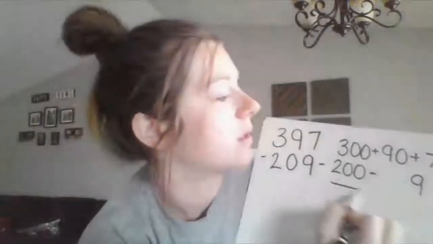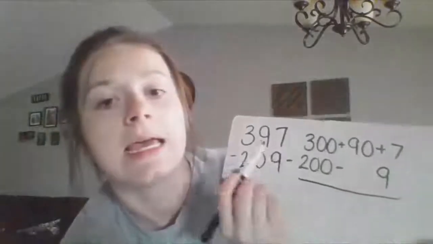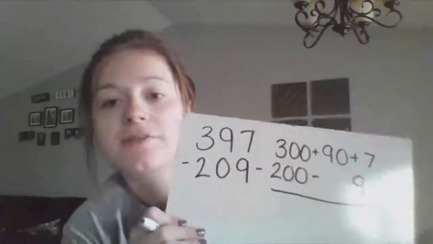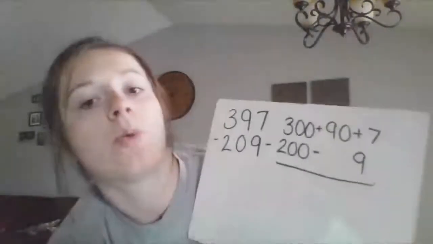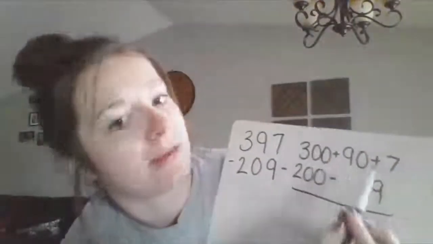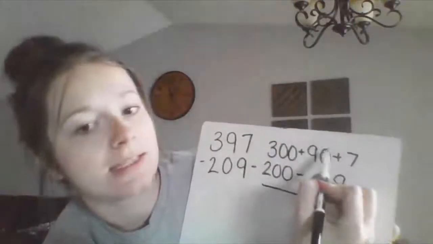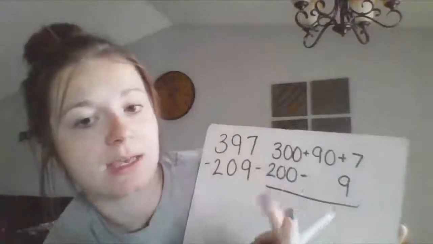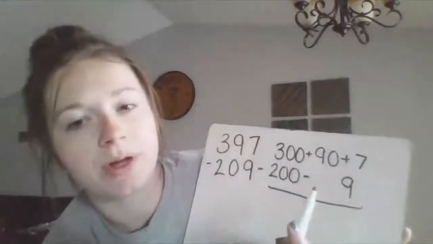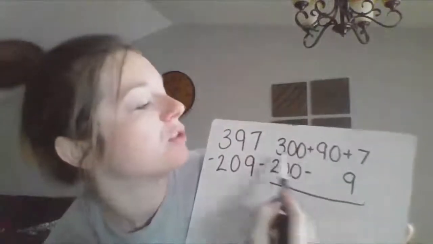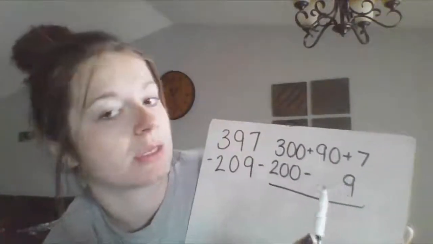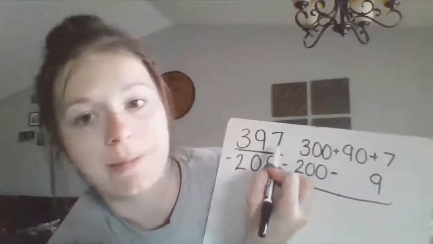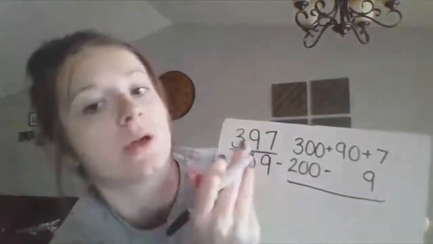I'm going to start with my ones, and 7 minus 9 is not possible. If I only have 7, I don't have enough to take 9 away. So I need to borrow from next door, from my homie right here. 7's homie is the 90 right here because they're part of the same number. We can't just flip the equation around, because that's rearranging numbers and that's going to give you an incorrect answer. If you are going to use borrowing, or regrouping is what we call this, you have to use the same number right here. I cannot do 9 minus 2. That's going to change the whole equation.